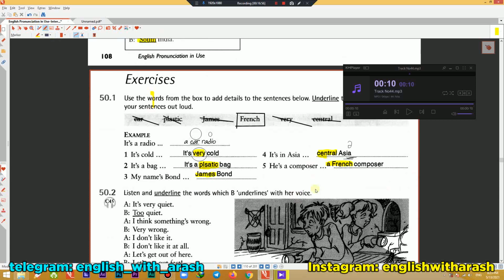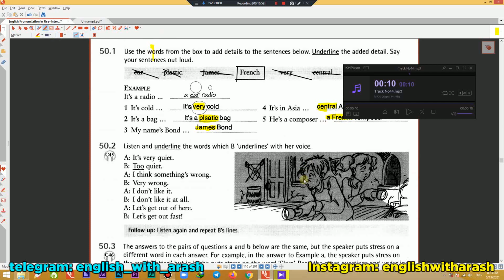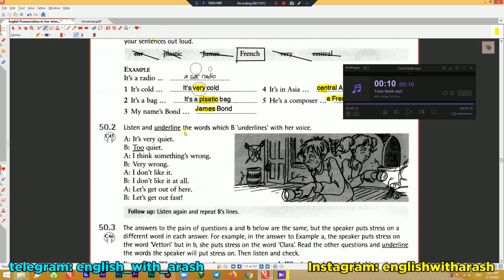Now we're moving on to the next exercise. Listen and underline the words which B underlines with her voice. So we should underline the words that are louder.